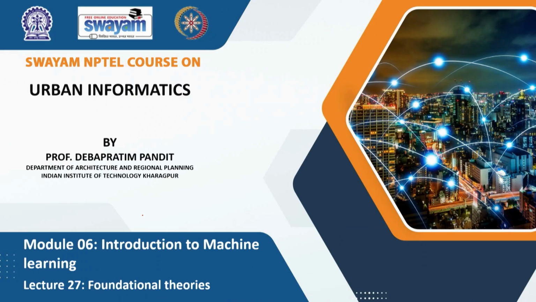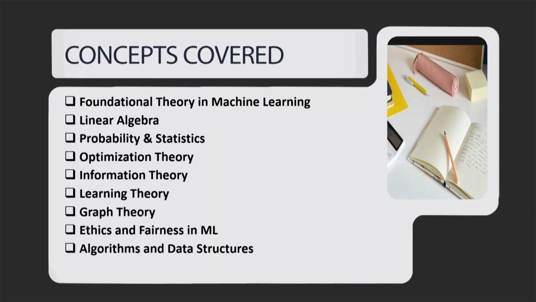Welcome back. In lecture 27, we will talk about the foundational theories which we should be aware of when we are talking about machine learning. So, the different concepts that we will cover will be the foundational theory, what's its requirement before we learn machine learning. Then we will get deeper into linear algebra, probability and statistics, optimization theory, information theory, learning theory, graph theory, and ethics and fairness in machine learning, and finally we will end with algorithms and data structures.